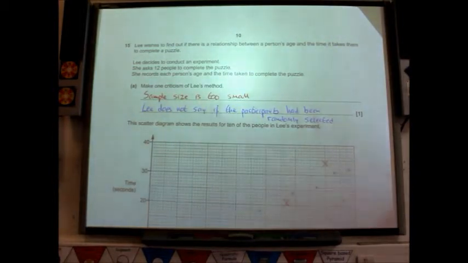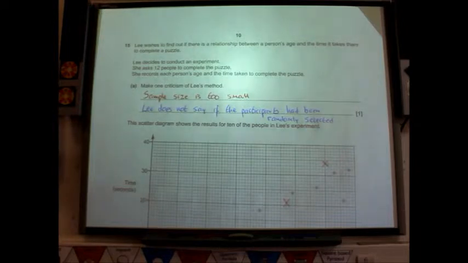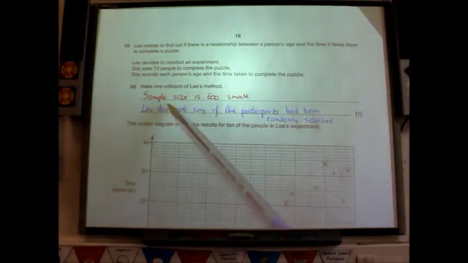Make 1 criticism of Lee's method. Well, when I was reading it, the first thing I thought was if you're going to get any meaningful data, you certainly need to ask more than 12 people. So I would suggest one answer is, because it's only 1 mark, you only need to put down 1 thing. The sample size is certainly too small.